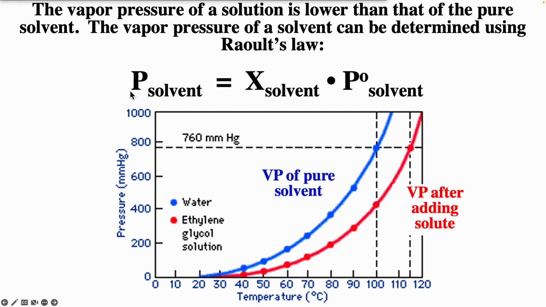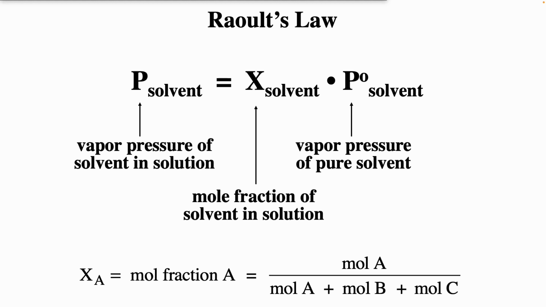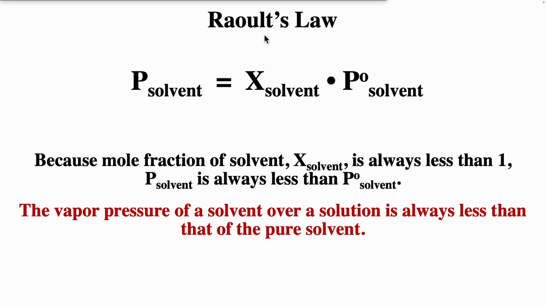And so the vapor pressure of the solvent is equal to the vapor pressure of the pure solvent, that's what that circle means, times the mole fraction. And this is referred to as Raoult's law. And so because the mole fraction of a solvent is always less than 1, that means the vapor pressure of the solvent in solution is always going to be less than the vapor pressure of the pure solvent.